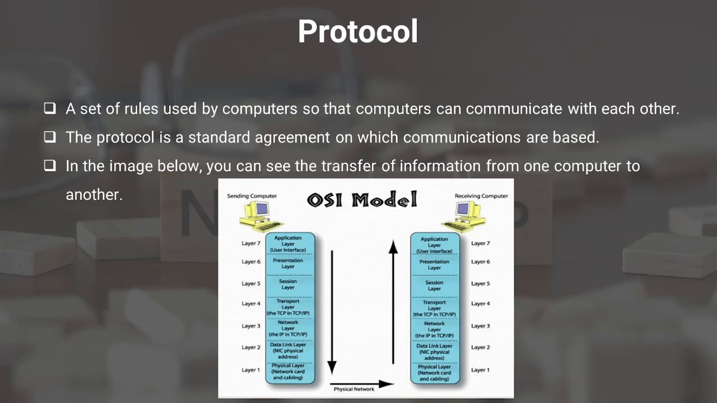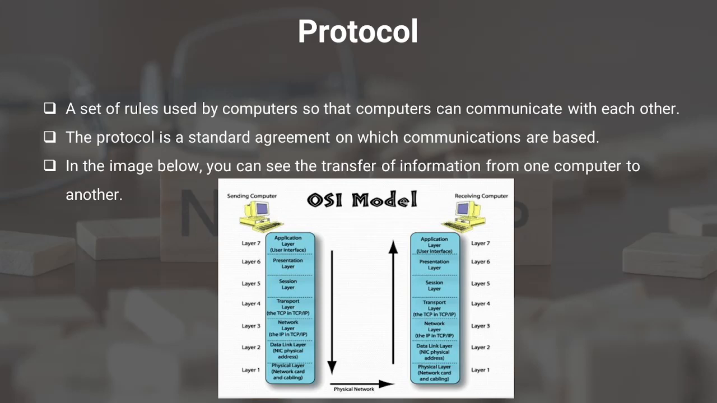In the image that we're going to show you now, you can see the transfer of information from one computer to another. Now you can see the OSI model. There are 2 sides, 2 computers, and 7 layers on each side. I'm going to start with layer 7 and come down to layer 1, talking about how the communication works here. From the start point, we have a sending computer.